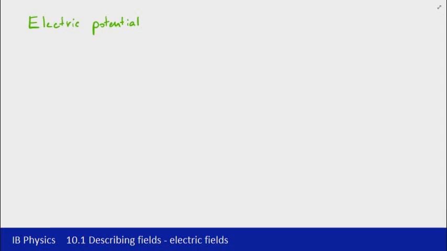We've been looking at equipotential surfaces, and we've described them as being points where the electric potential is the same. We're now going to have a look, in a little bit more detail, at what electric potential actually is. And in order to do that, we're going to start off with two positive charges.